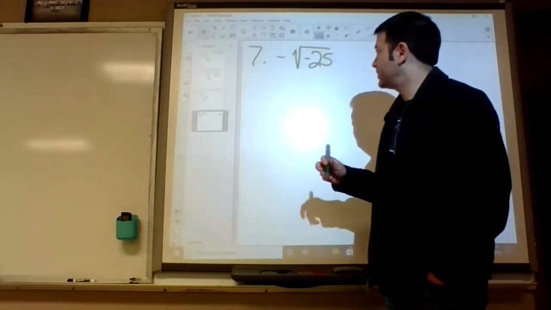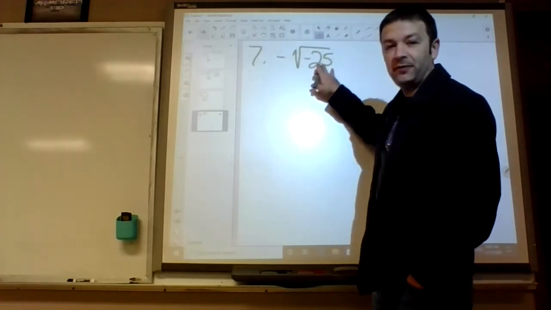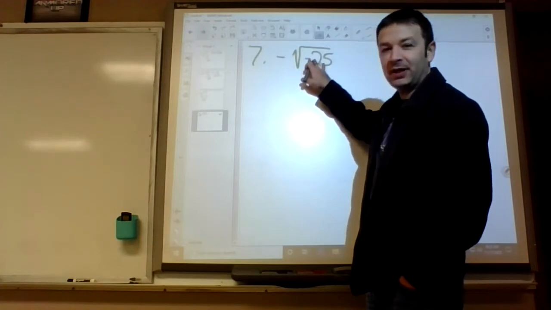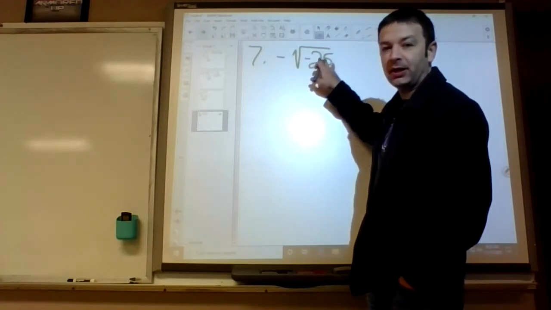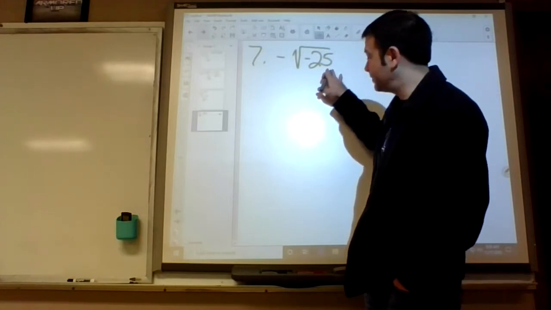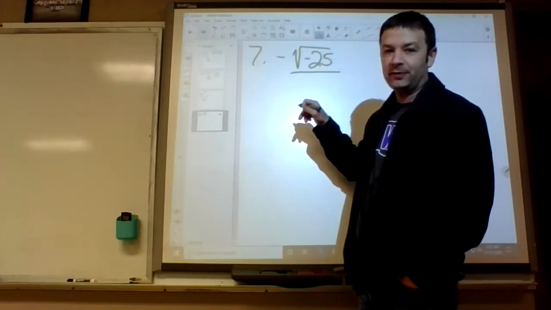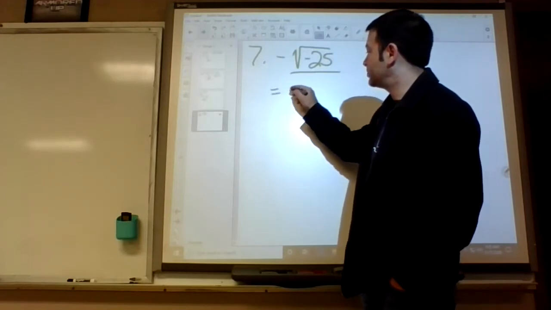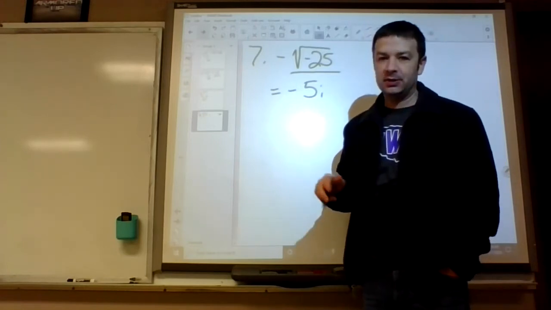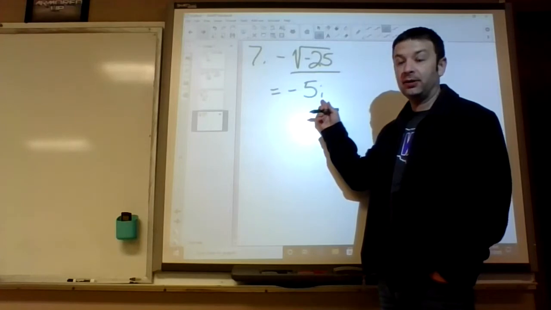On number 7, kind of the same thing. Ignore this negative for a second. Square root of negative 25, that's imaginary. It's not a real number. So the negative inside the square root becomes an I. The square root of 25 is 5. So this is just 5i, but there's a negative sticking out in front. So it just becomes negative 5i. So the negative in the square root, the only thing it does is add an I on.